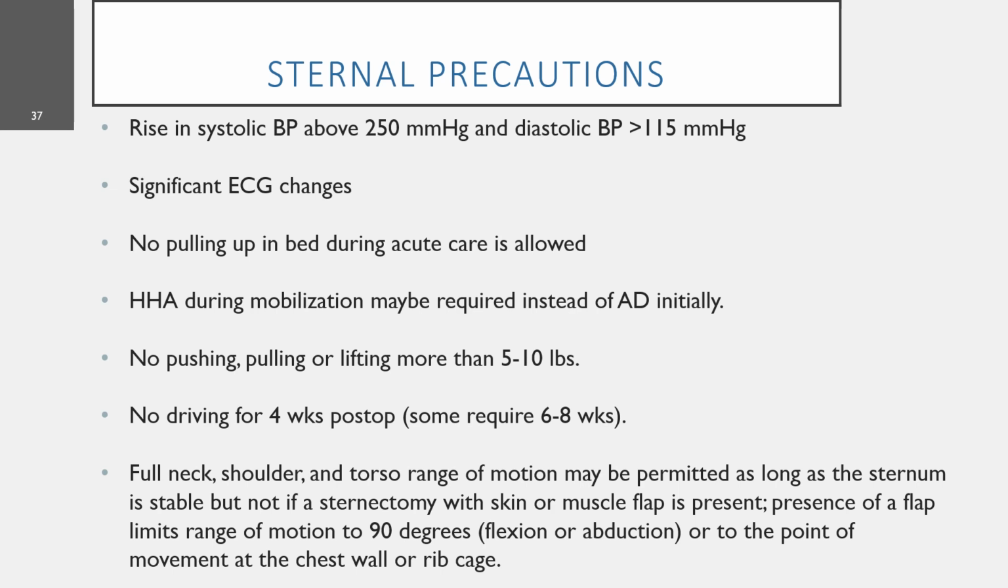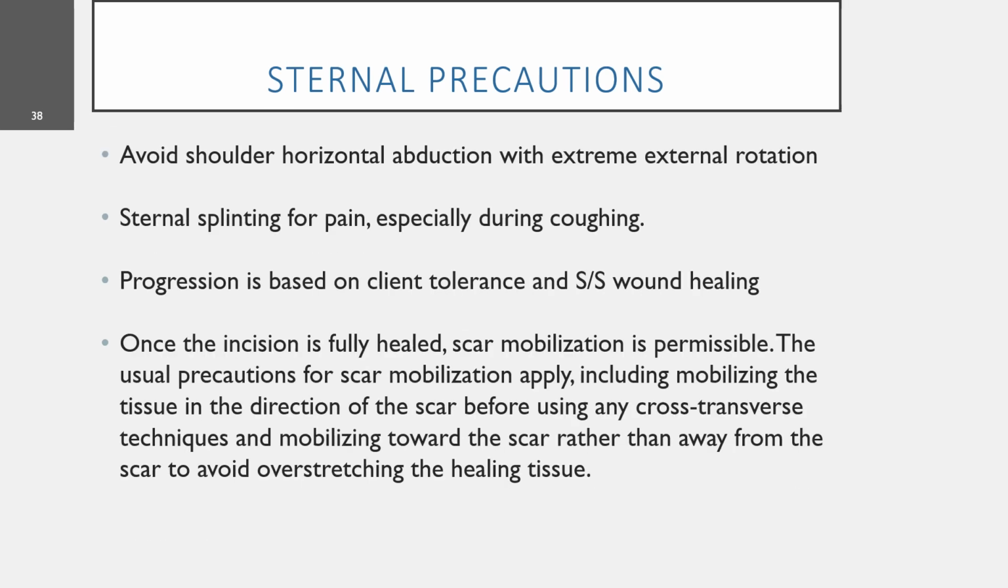Some other sternal precautions include a significant ECG change, no driving for 4 weeks post-op, and no pulling up in bed during acute care is allowed. Handheld assist during mobilization may be required instead of an assistive device. No pushing, pulling, or lifting more than 5 to 10 pounds. Avoid shoulder horizontal abduction with extreme external rotation. Sternal splinting for pain, especially during coughing.